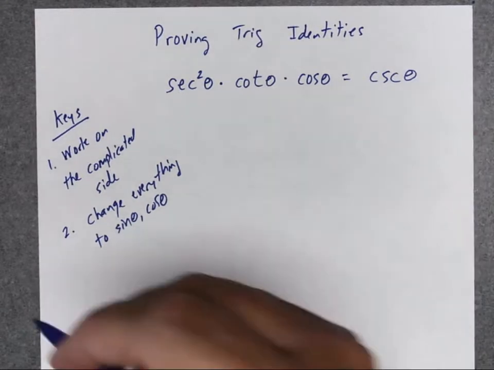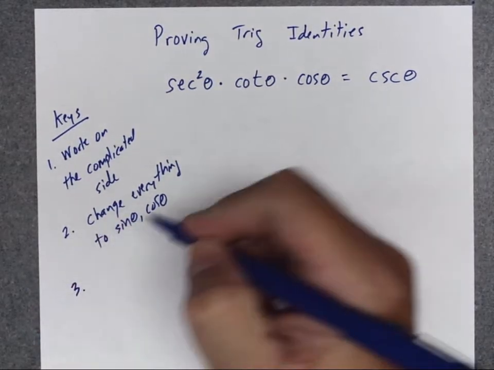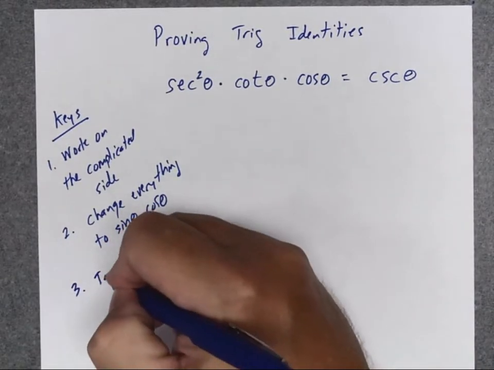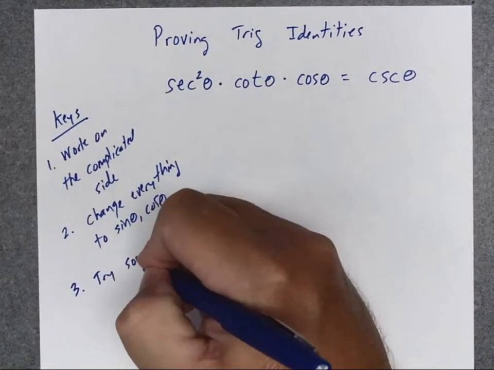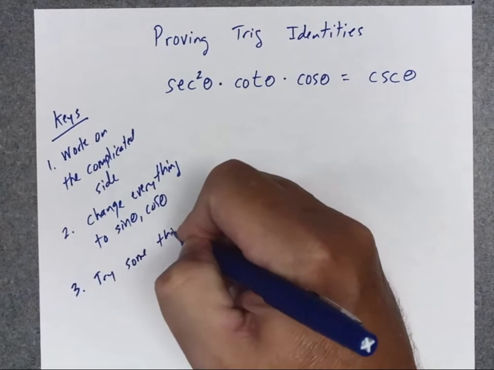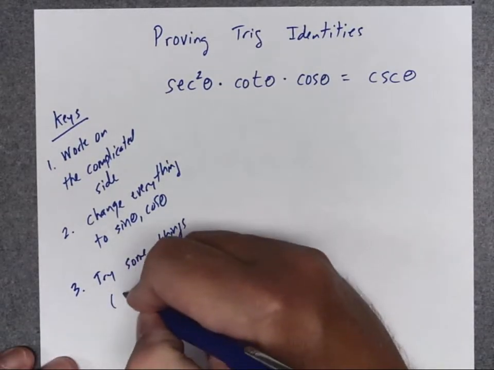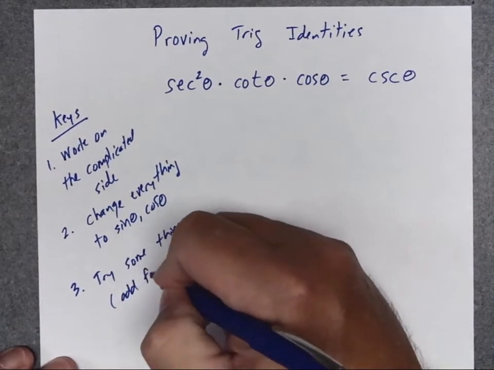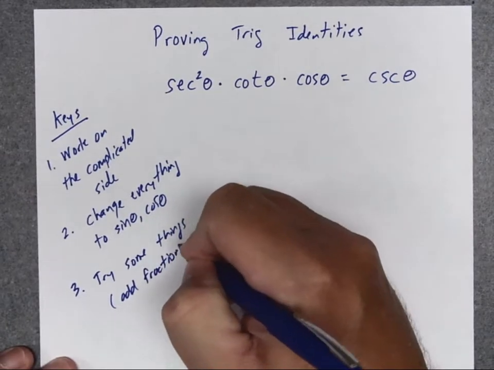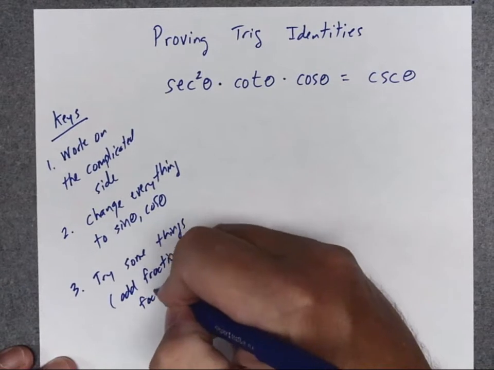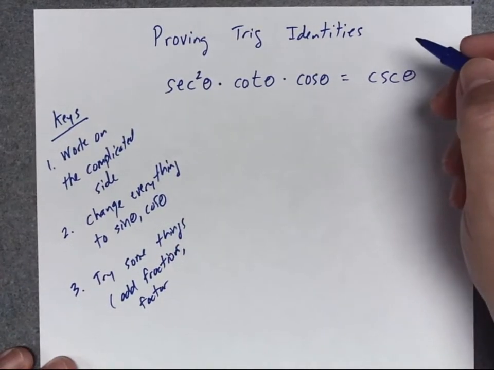And then the third step is just according to what you have. You try some things. Maybe you have two fractions. You need to add them together. Maybe you can somehow factor.